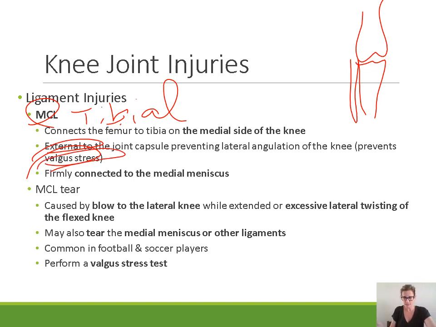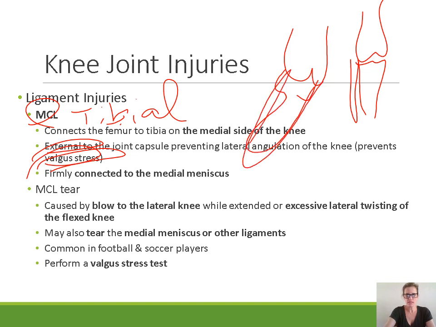Valgus stress is an outward angulation. So instead of being straight like this, if the knee was pulled in this direction, right? So like the foot is pulled outward, that would be valgus stress. Again, lateral angulation. So the leg is angled laterally. The medial collateral ligament helps to prevent that. The medial collateral ligament is right here, right? So it helps to hold this side of the leg strong so that it doesn't pull too far in the other direction.